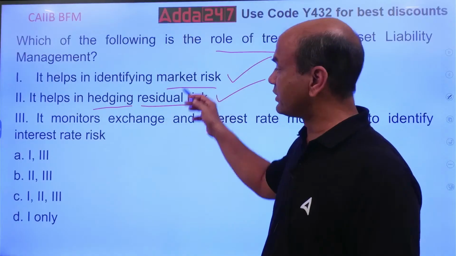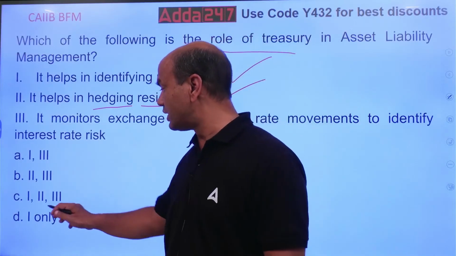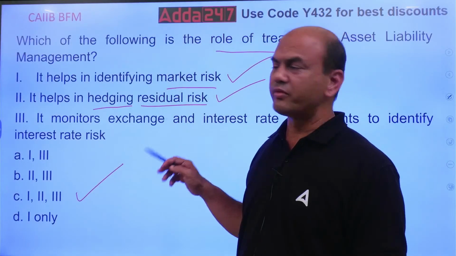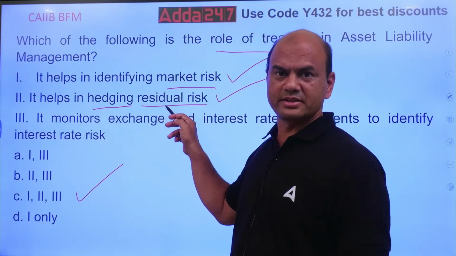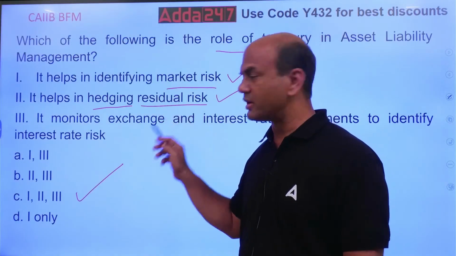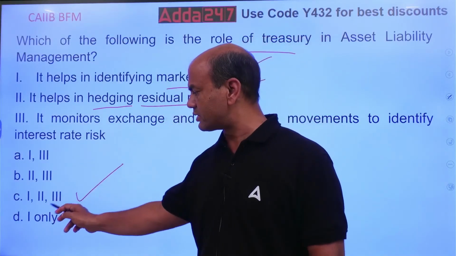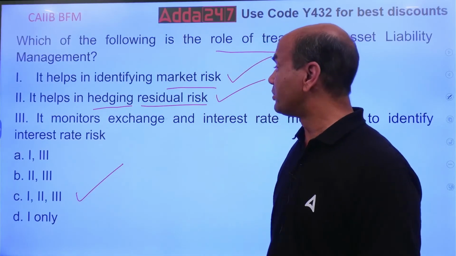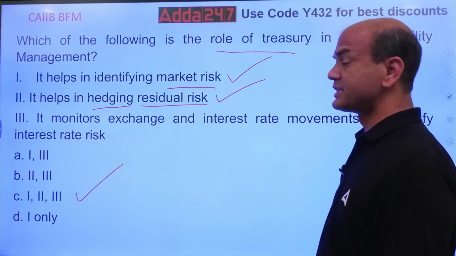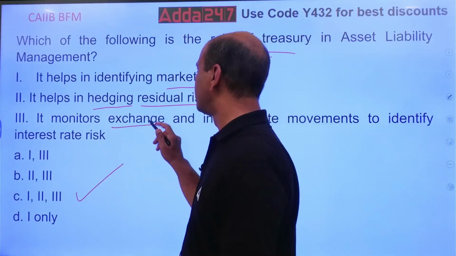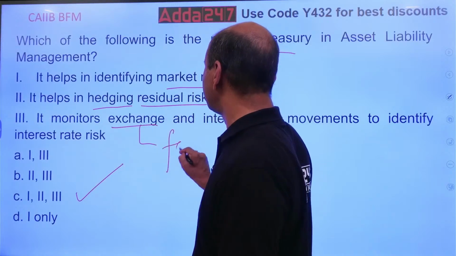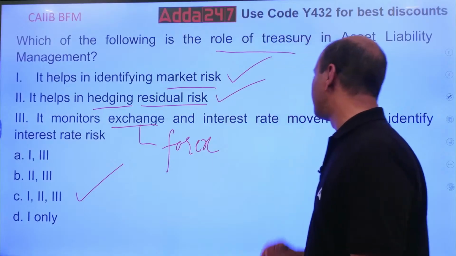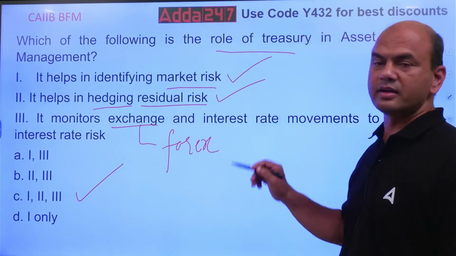Now, do you have the answer 1 and 2 anywhere? No, only this. So the answer will be this only. In the exam, whenever you see such options, 1 and 2 as the answer is correct. But you don't see 1 and 2, you see only here. So obviously the third will be correct. Let's check: it monitors the exchange. Exchange means forex here. So its job is forex management and interest rate movement to identify the interest rate risk.